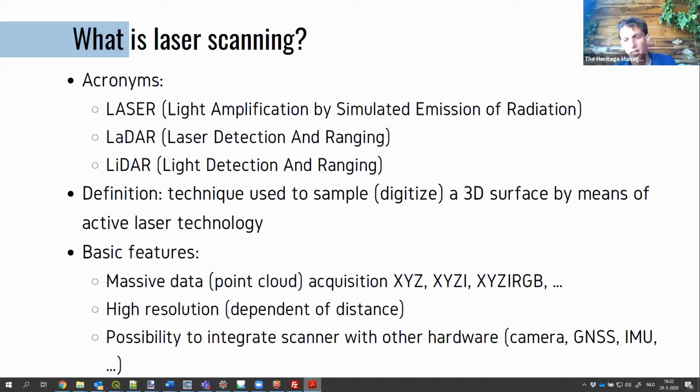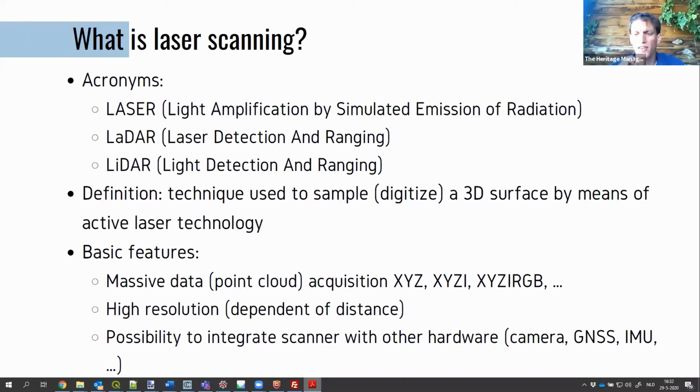If you go into the laser scanner itself, it will record polar coordinates, so distances and a horizontal and a vertical angle. These are then converted on the fly to Cartesian coordinates. Possibly we can also obtain an intensity value. I will explain that a little bit later, how that works.